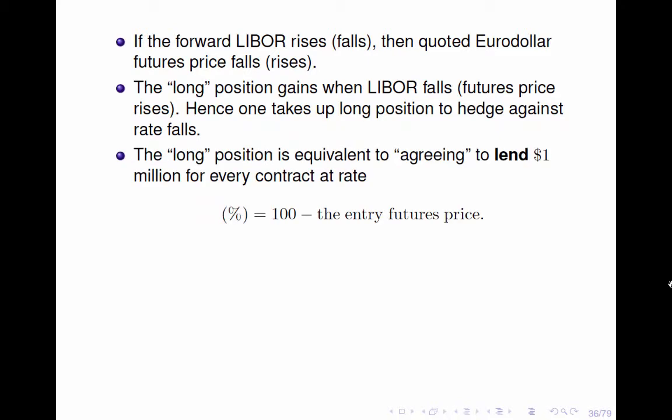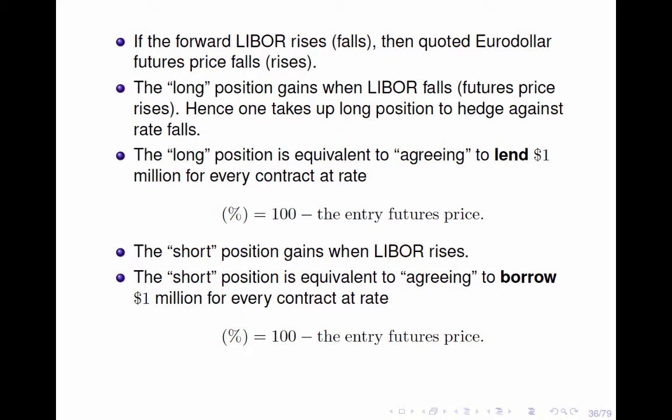In particular, the long position is equivalent to agreeing to lend $1 million for every contract at the percentage rate of 100 minus the entry futures price. In contrast, the short position gains when LIBOR rises. The short position is equivalent to agreeing to borrow $1 million for every contract at the percentage rate of 100 minus the entry futures price.